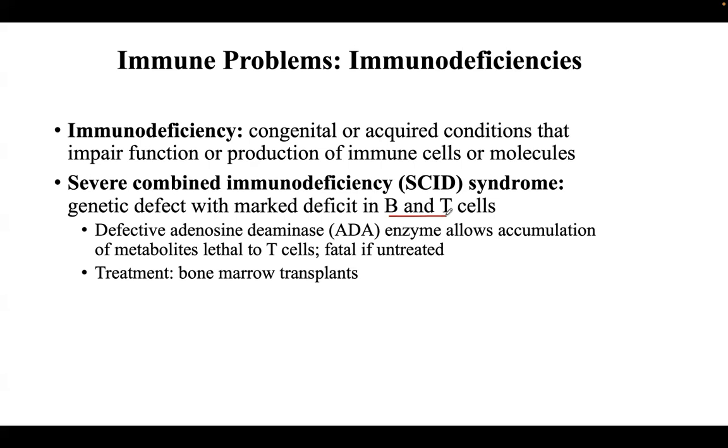Okay. And there's a defective enzyme called ADA, adenosine deaminase, which allows some metabolites to accumulate that can directly destroy these T and B cells. That's why you become deficient in these cells. And treatment is actually that you need to transplant bone marrow so that you can have new T and B cells.